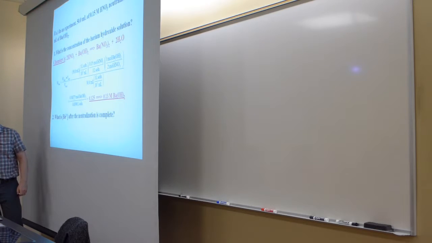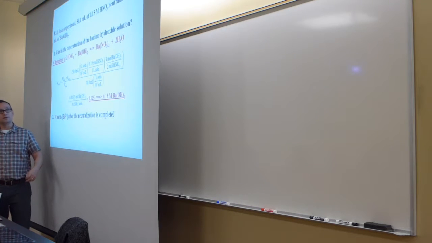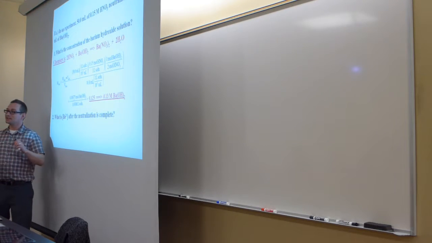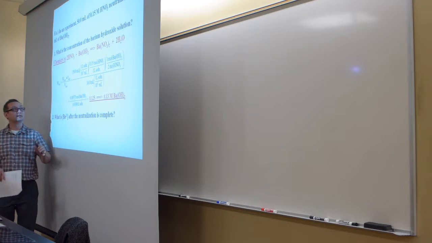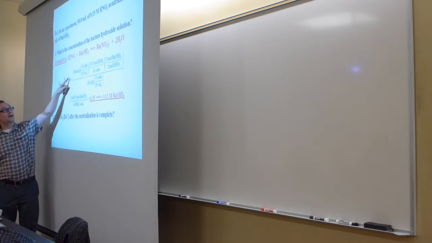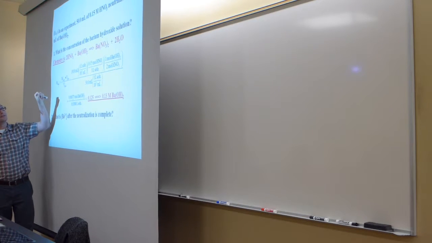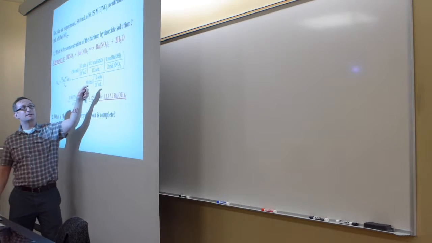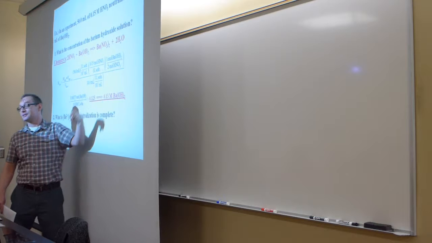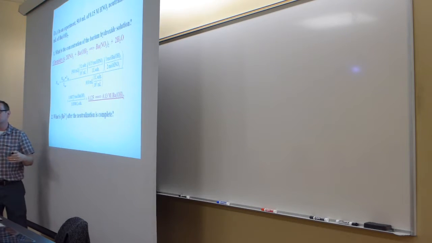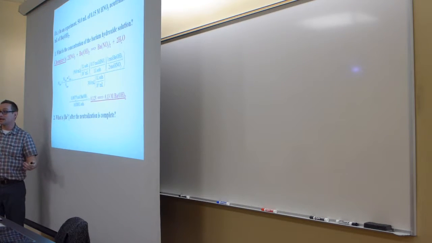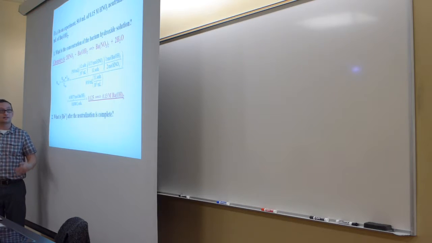Sometimes they'll just say moles of acid are equal to moles of base, but that's not exactly accurate, because it's not taking into account the mole ratio. So I always say moles of H+ is equal to moles of OH- at the end point. That's more accurate.